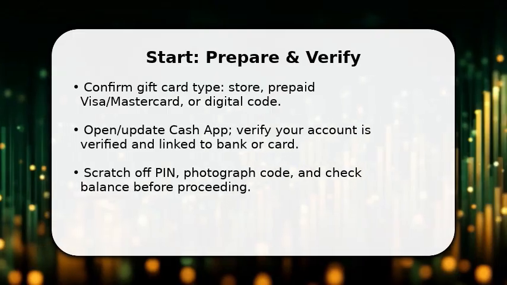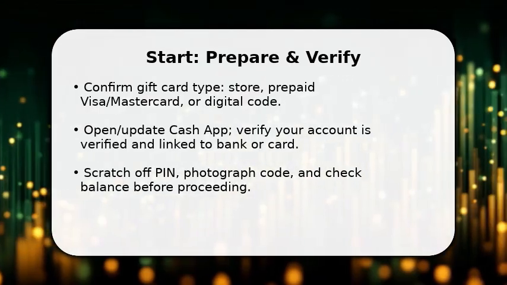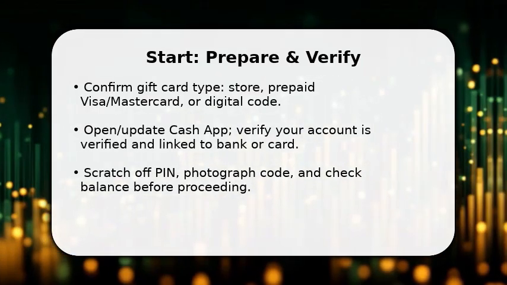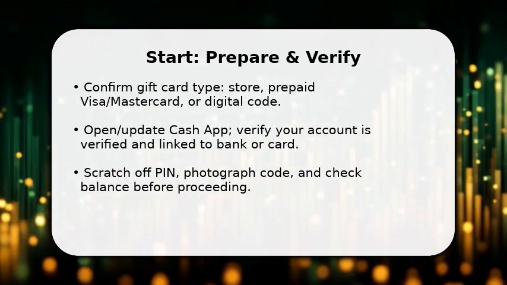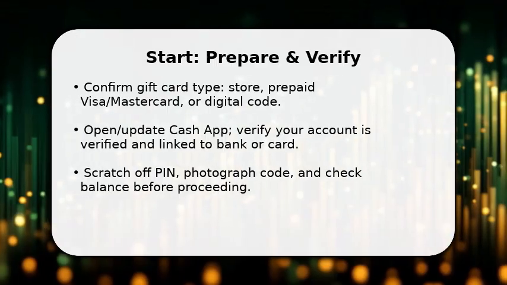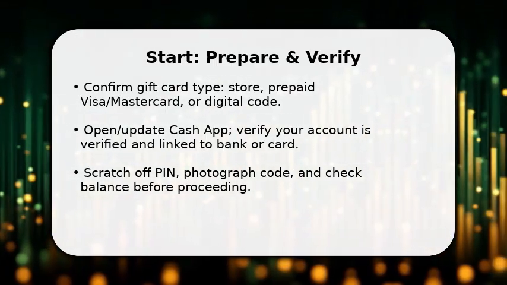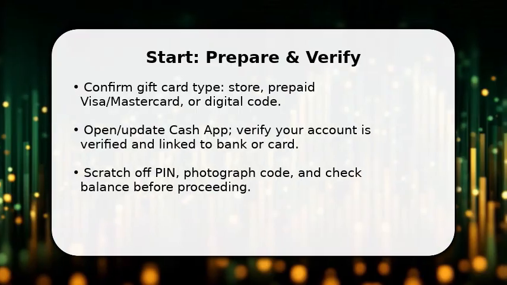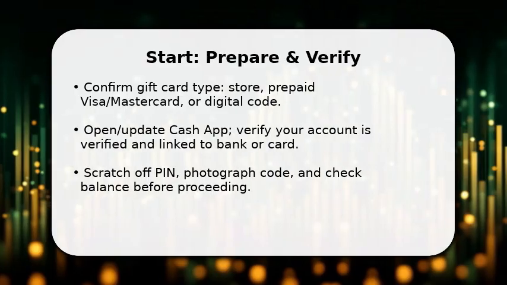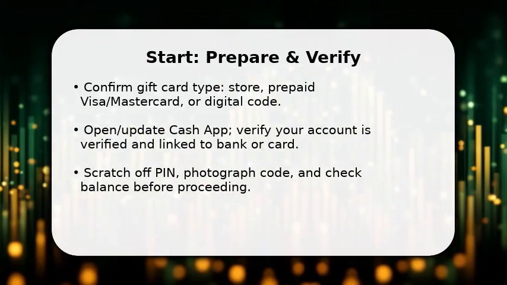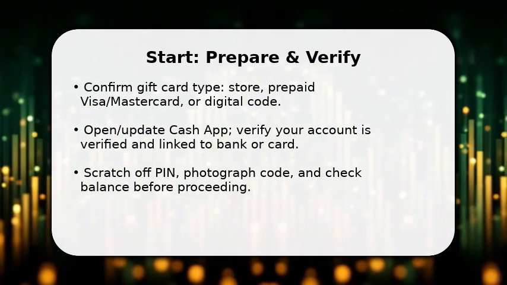You begin by verifying the gift card and your Cash App readiness. Make sure the card is a redeemable prepaid or store card and note the PIN under the scratch area. Once done, update the Cash App to the latest version and confirm your account verification and linked bank or card, because Cash requires that for some transfers. Photograph or copy the code carefully. You'll need it in the app. This preparation prevents failed redemptions and saves time when you start adding the card.